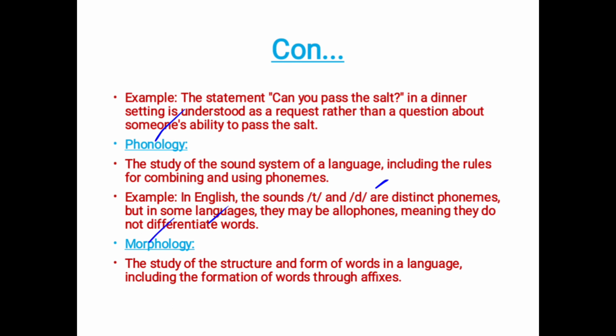Then we have morphology. We have discussed morpheme, but now it's morphology. We have discussed phoneme, and then phonology. So what is morphology? As we discussed, morpheme is the smallest unit of language. But what is morphology? Morphology is the structure and form of words in a language, including the formation of words through affixes.